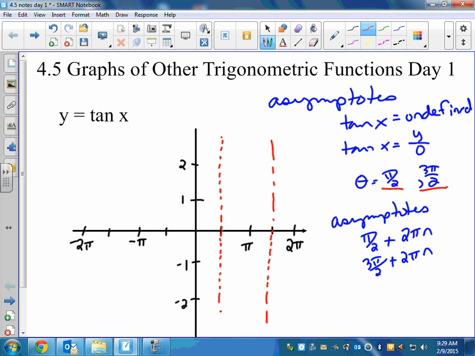Yeah, and here's what's great. They're equally spaced, but definitely at negative pi halves and negative 3 pi halves. So what we need to do is pick some points in between the asymptotes and see what's happening. I know you don't have this lovely ability to erase on your paper, but I do, so I'm going to erase this.